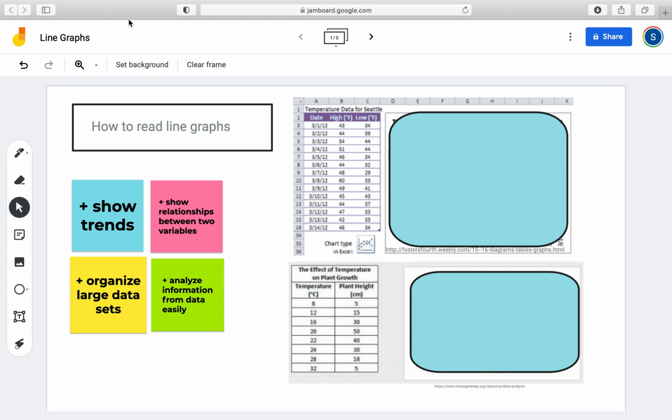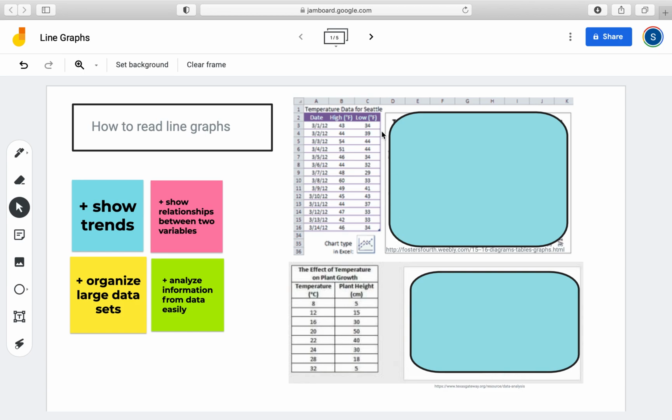This video will review how to make sense of line graphs and analyze the information line graphs provide. So graphs help us organize and analyze information in an easier way. They can show trends, relationships between variables, accommodate large sets of data, and can compare data all in one form. And graphs are created based on a data set.